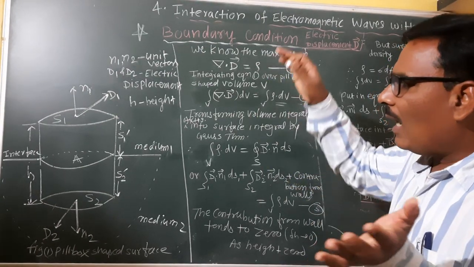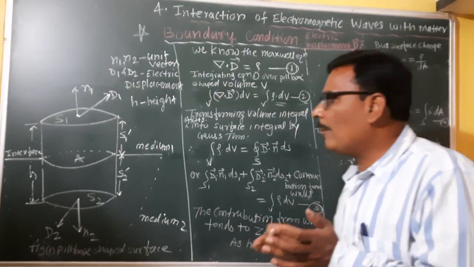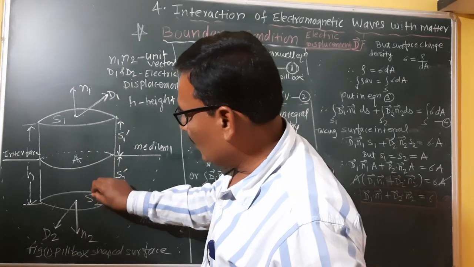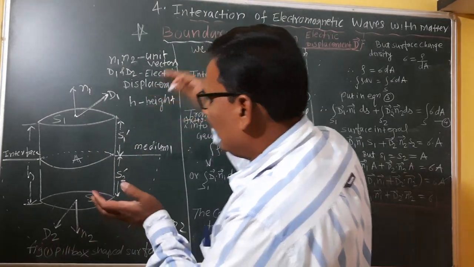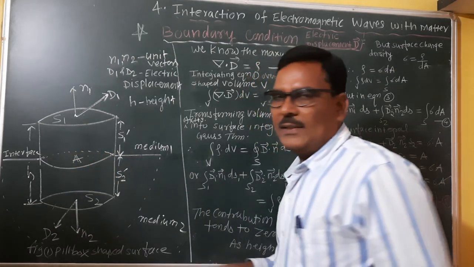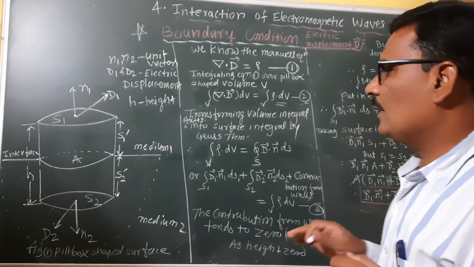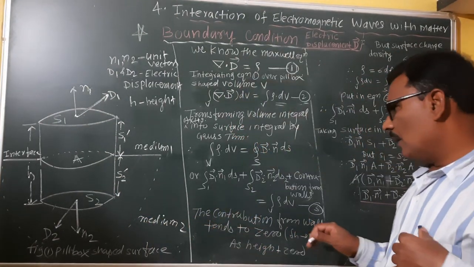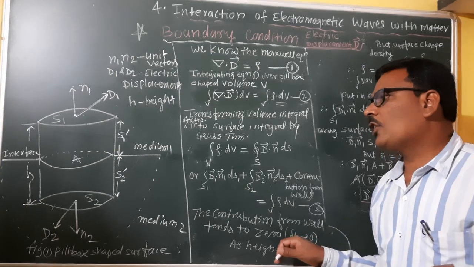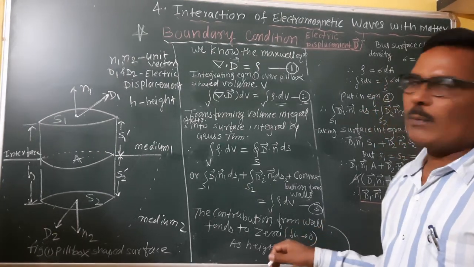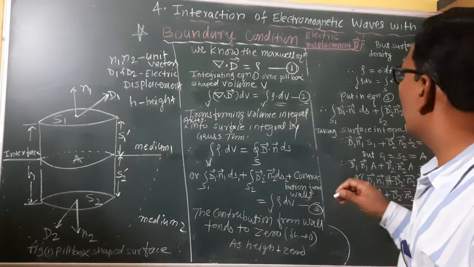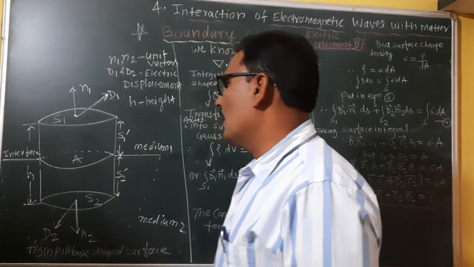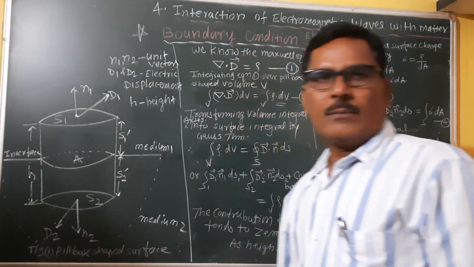as the height of the pillbox is reduced, S1 comes here and S2 also comes here. So medium 1 and 2 become the interface, and the area of the pillbox is considered as capital A. So for the contribution of the walls of the pillbox, we consider H tends to 0. If the height of the pillbox is 0, surfaces S1 and S2 come to the interface. So the area of the pillbox becomes A.